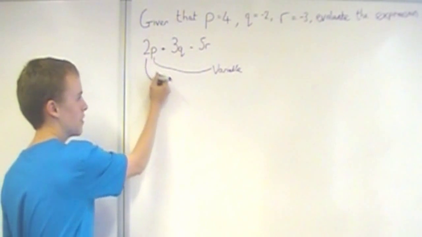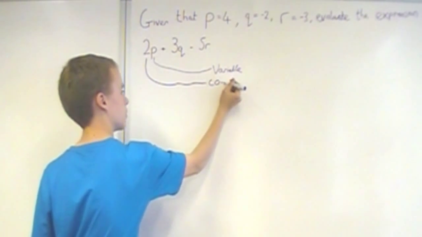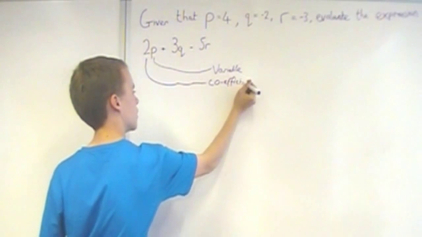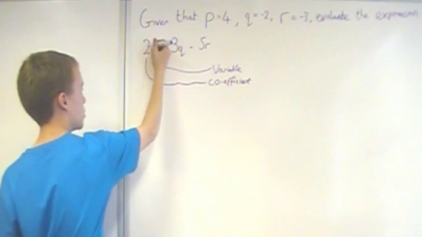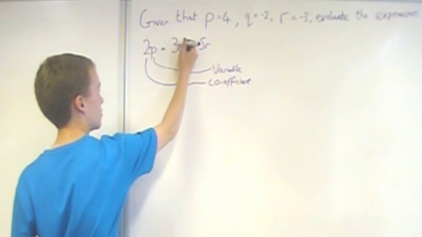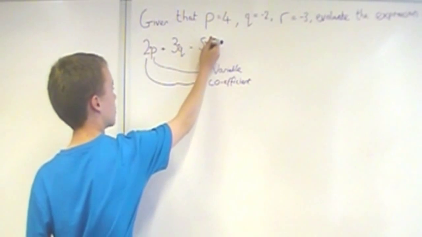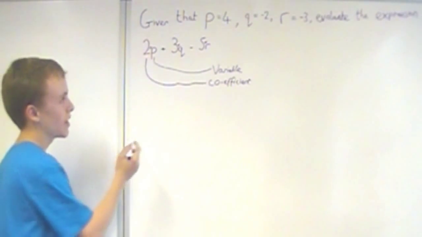The number next to each of the variables is known as the coefficient. And the coefficient is the multiplier of the variable. So 2p would be 2 times p, 3q would be 3 times q, and 5r would be 5 times r. So now we can replace each of these letters with the value as we already know them.